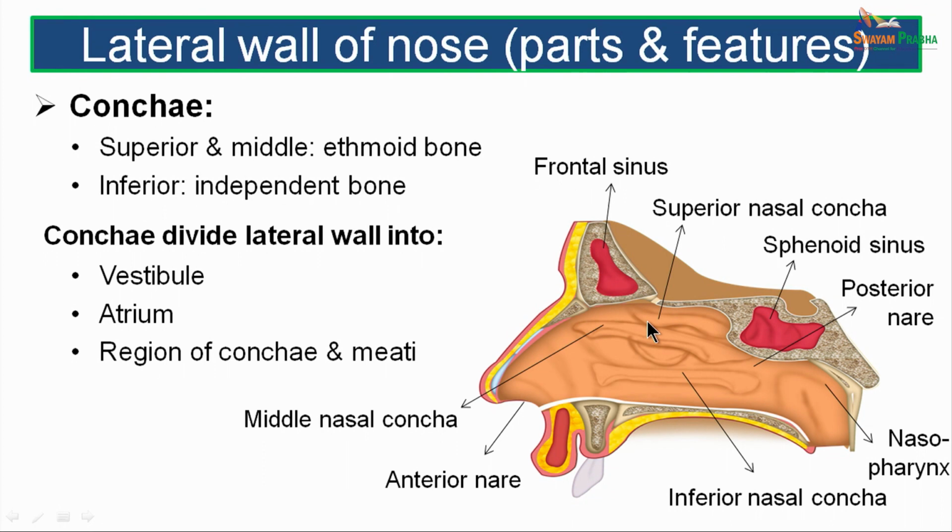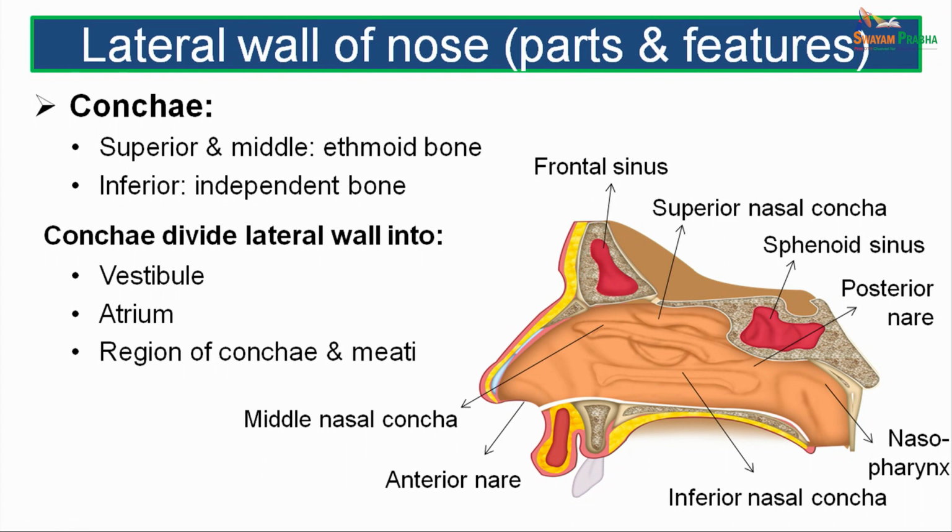We have seen three conchae, that is the superior nasal concha, the middle nasal concha, and the inferior nasal concha. Each concha overrides or covers a space below it, and that space is known as the meatus. So, a space below the inferior nasal concha will be the inferior meatus. The space below the middle nasal concha will be the middle meatus, and the space below the superior nasal concha will be the superior meatus.